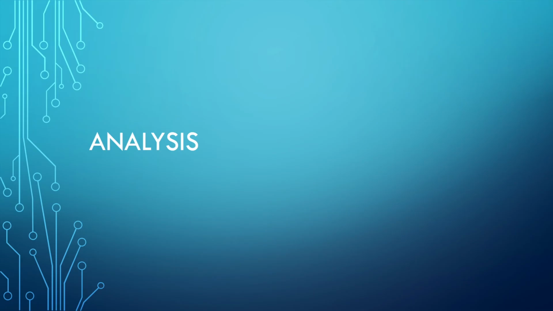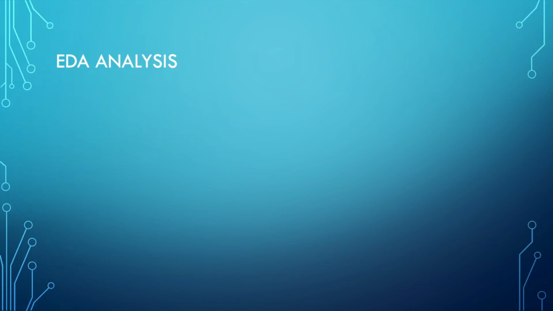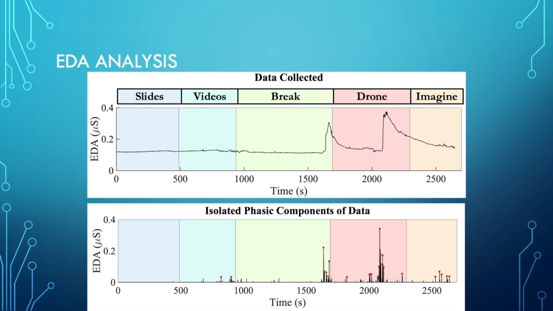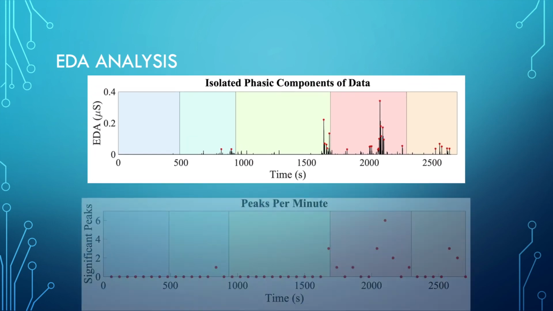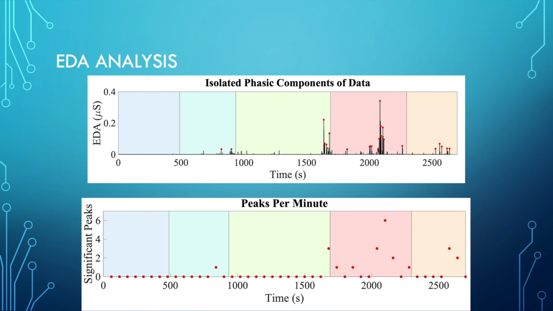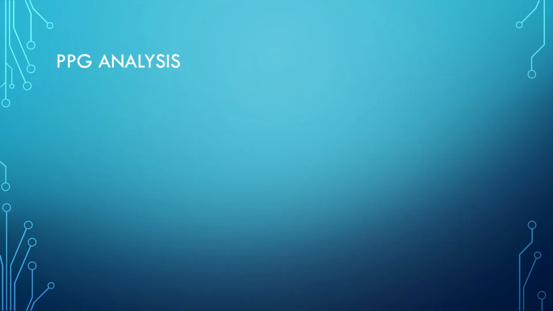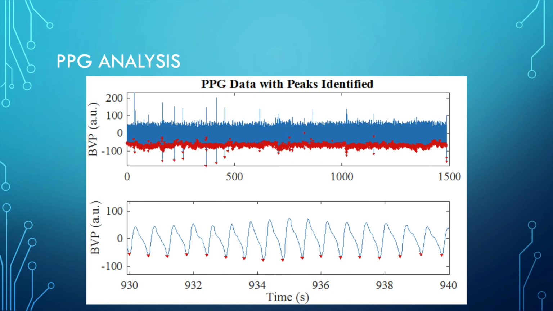When analyzing the data from this stage, several improvements were made. In my EDA algorithm, the phasic component was used instead of the tonic component. This gave me a more accurate understanding of the subject's valence. 2 improvements were made to the PPG component of the project. First, I found a way to make my code far more accurate than before.